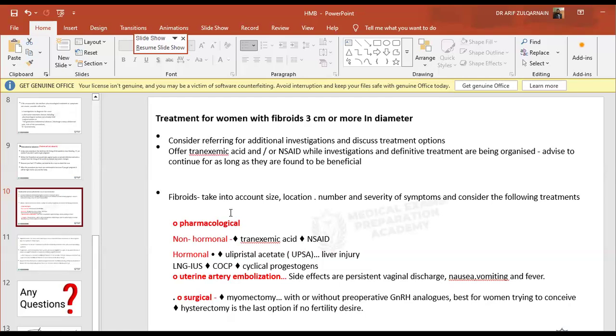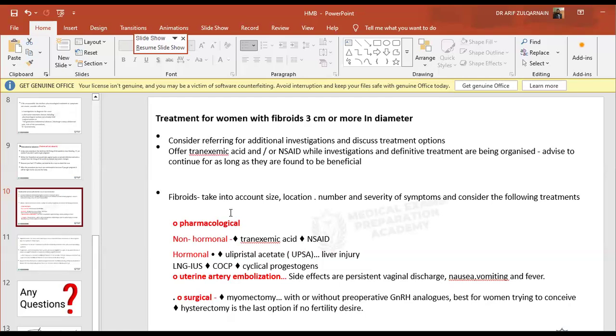The next is combined oral contraceptive pills, and the other option is cyclical progestogens. Okay, then this is the difference. Uterine artery embolization. In a patient who has a fibroid less than 3 centimeter, or a normal uterus, or suspected adenomyosis, after the pharmacological treatment options, we were giving the option of endometrial ablation. Okay, but in a patient with fibroid, we are giving the option of uterine artery embolization.